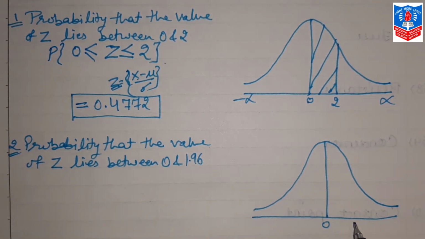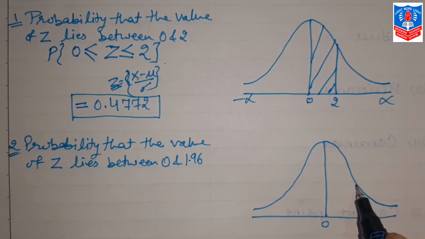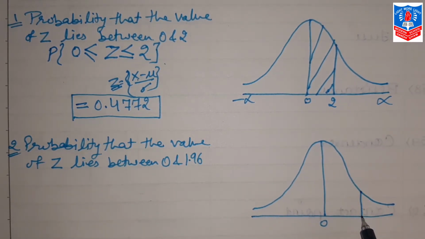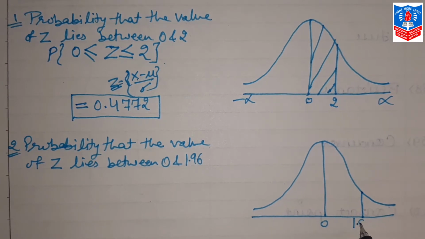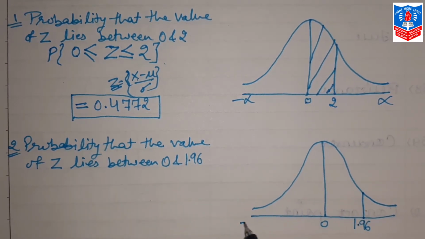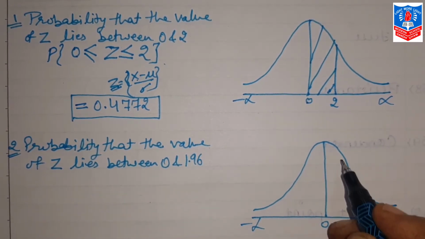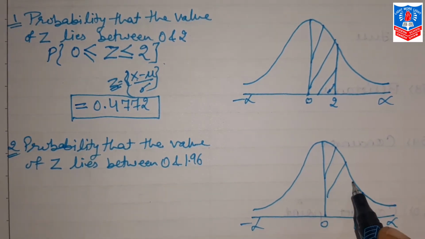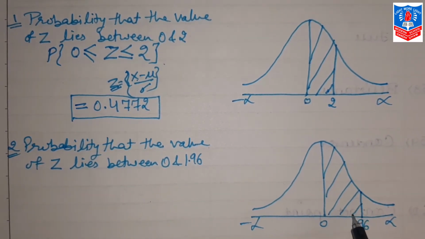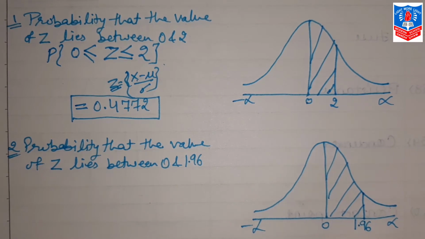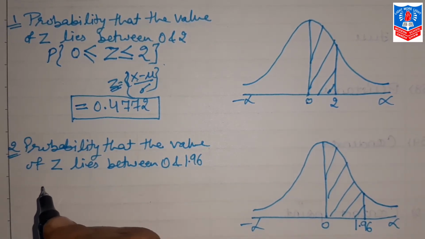That means it will be on the right hand side only. As we discussed, that area you can take; important is that it should be on the right hand side, and we have to highlight it this way. So it's between 0 and 1.96.